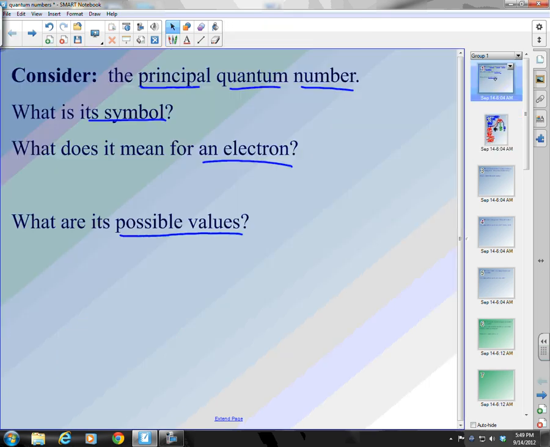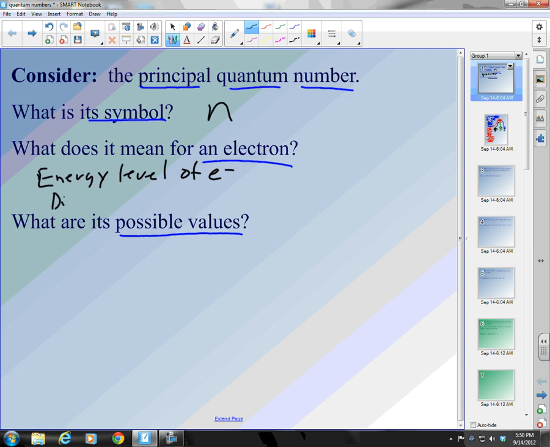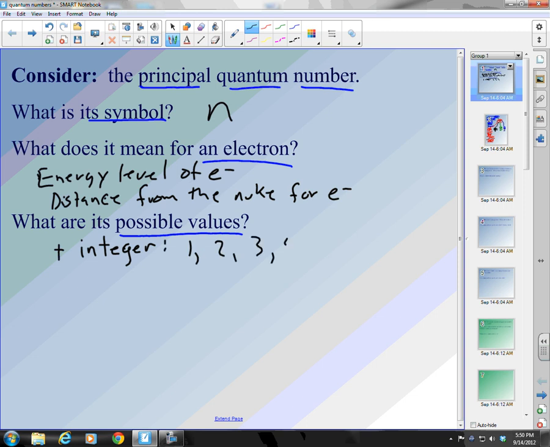All right. I think we can answer our question. Consider the principal quantum number. What is its symbol? Hey, I know that. It is N. Good. What does it mean for an electron? It represents the energy level of the electron. And it can also represent the distance from the nucleus for the electron. Cool. And finally, what are its possible values? It can be any positive integer. So that means it can be 1, 2, 3, 4, 5, and so forth, on to infinity and beyond. How's that? Cool. Great. Moving on.